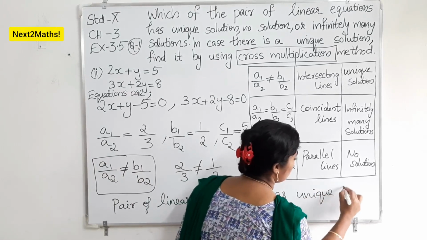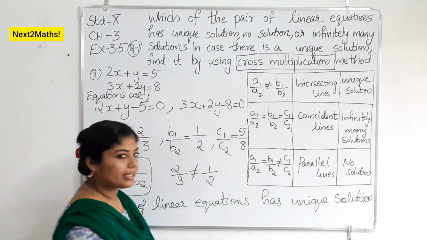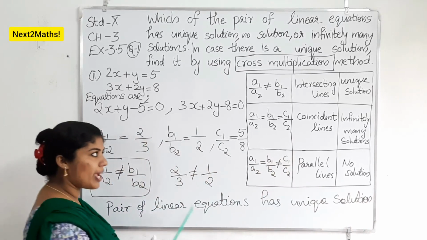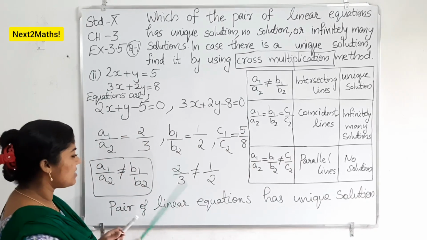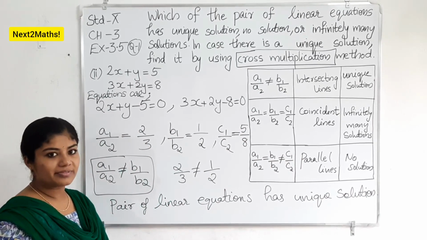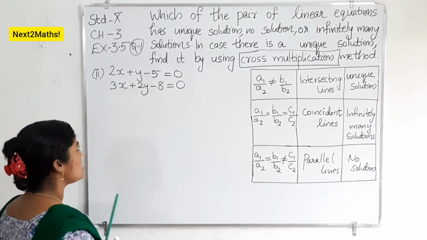Has a unique solution, meaning exactly one solution. That one solution we will find through cross multiplication method. So let's check that now. Let's write our cross multiplication method steps.